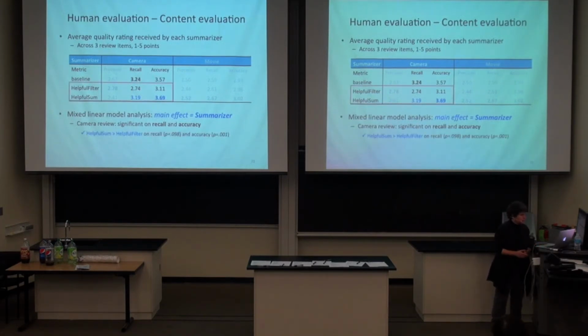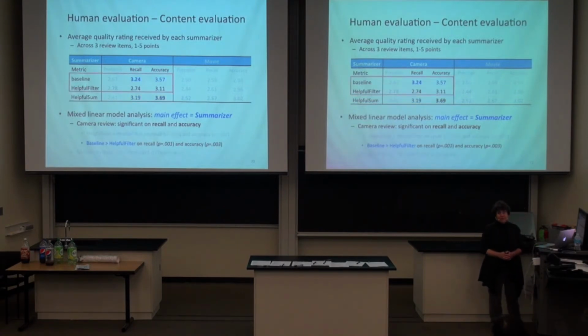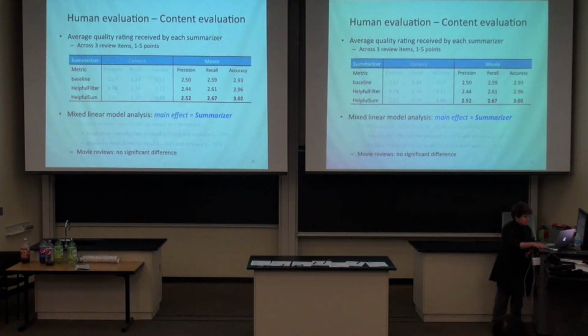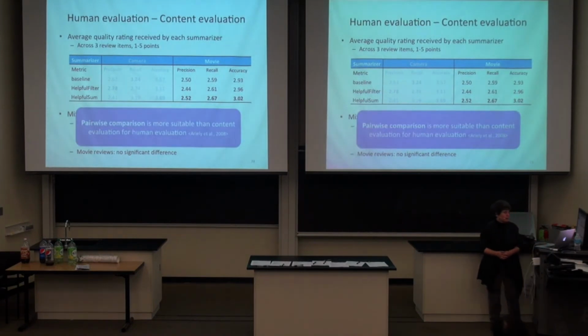In particular, comparing the 2 helpfulness-motivated summarizers directly, we again see that our helpful summarizer, which modifies the scoring algorithm, outperforms the less sophisticated filtering, at least for recall and accuracy. But again, we do see cases where the baseline outperforms this helpful filtering approach. And that was for the camera reviews. For the movie reviews, even though we saw differences supporting our approach, they were not significant.